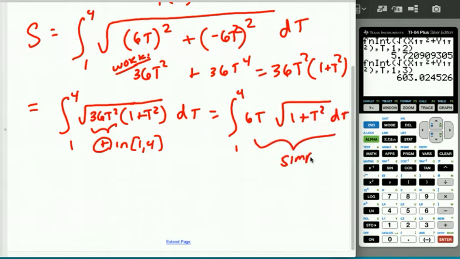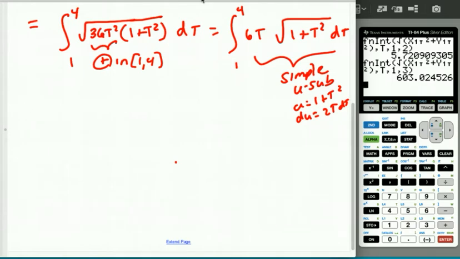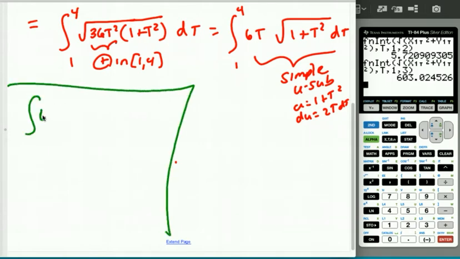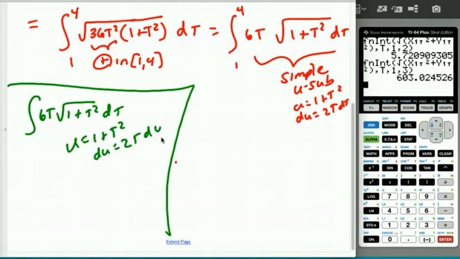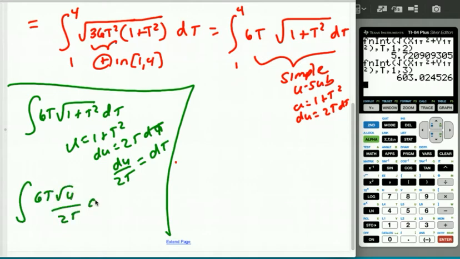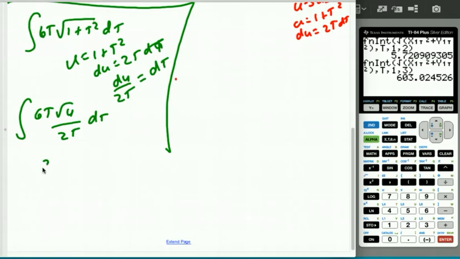This is simple u sub, where my u would be 1 plus t squared and my du would be 2t dt. Let's switch colors for a second and do a little bit of work on that u sub. So here's some u sub without bounds. The u is 1 plus t squared, the du is 2t dt, so du over 2t is my dt. So I'm going to get 6t root u over 2t dt. I'm going to get that this is 3 times the square root of u, du, and it needs to be integrated.